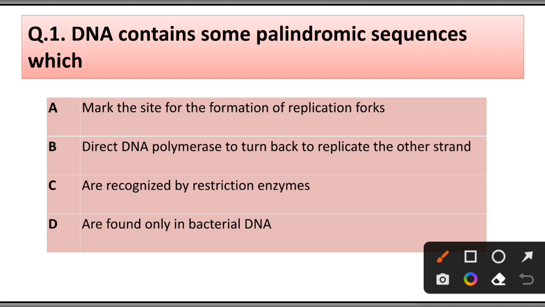Question number 1. DNA contains some palindromic sequences which mark the site for the formation of replication fork, direct DNA polymerase to turn back to replicate the other strand, are recognized by restriction enzyme, are found only in bacterial DNA. Correct answer is option B. Are recognized by restriction enzyme.